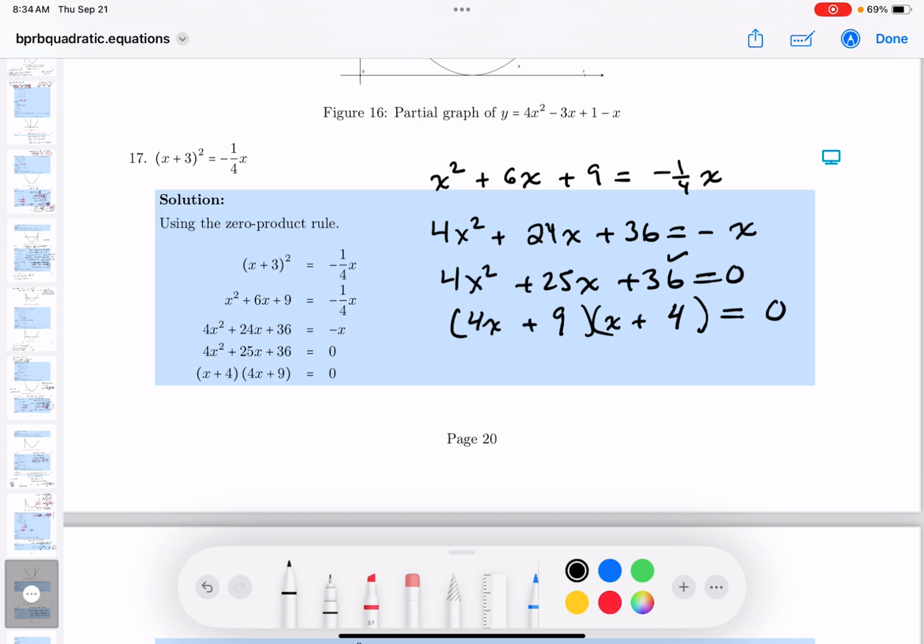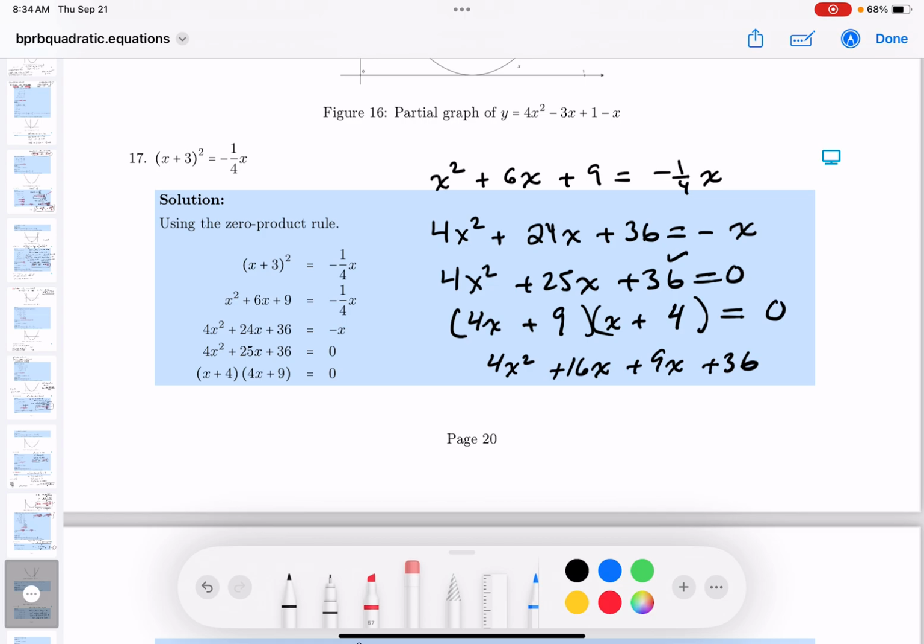Now, I don't know if that's right. I'm going to check it. What do you get? 4x squared. I'll write it down for you. I'll erase it, though, after I write it down. Then you get 16x, and then you get 9x, and then you get 36. All right? Does that give me what I want? It does. So I know the answer.